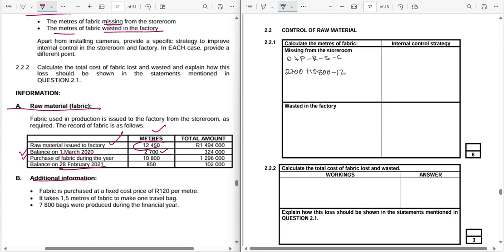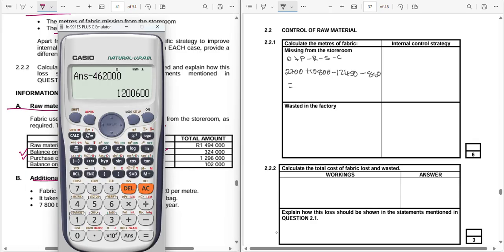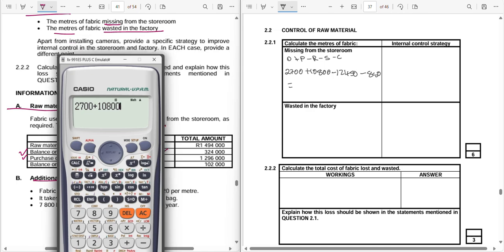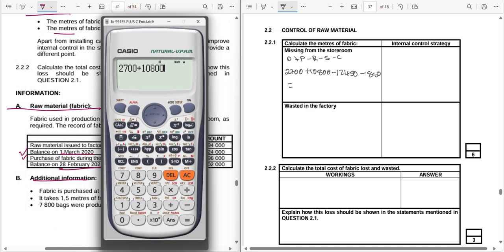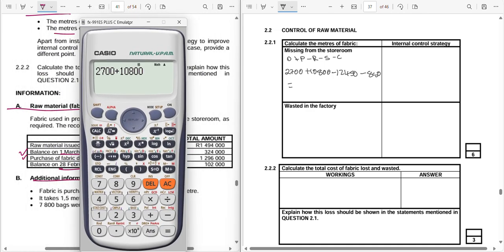Minus 12,450 minus closing, which is 850. So when I punch a calculator there, I'll get how much? 2,700 plus 10,800. Let's not talk too much now. Go and do that in your exam. We'll discuss a lot.